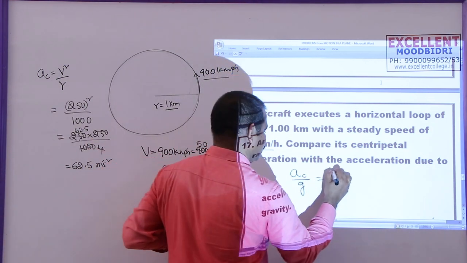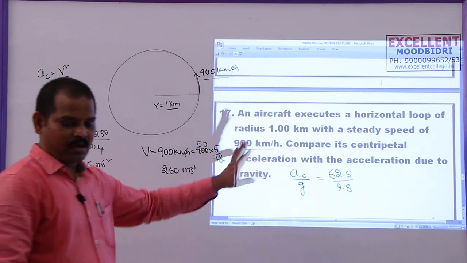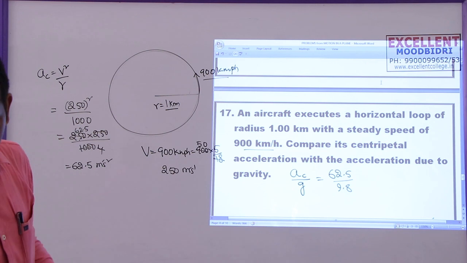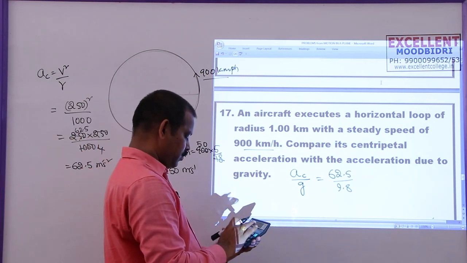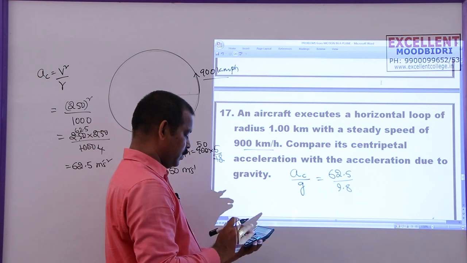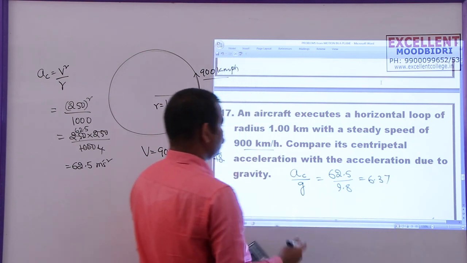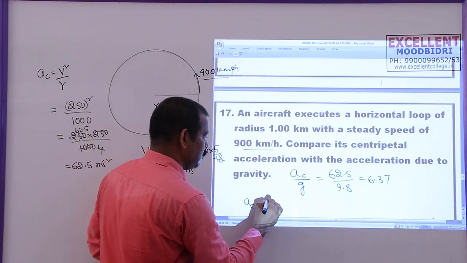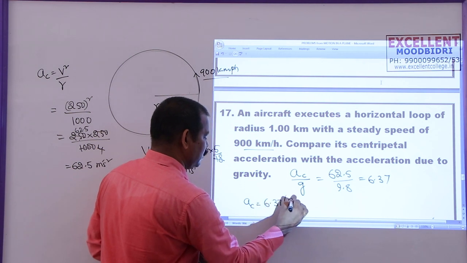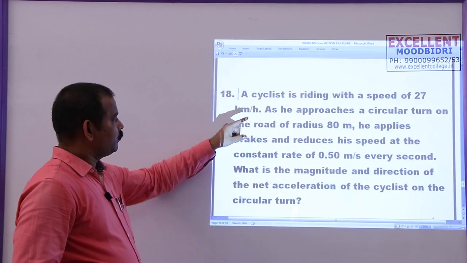Now let me find the ratio here. This is 62.5 by g. g is not given, but we have to take it as 9.8. So the ratio between 62.5 divided by 9.8 is 6.37. So they are comparing. This means AC is 6.37 times more than this g value.